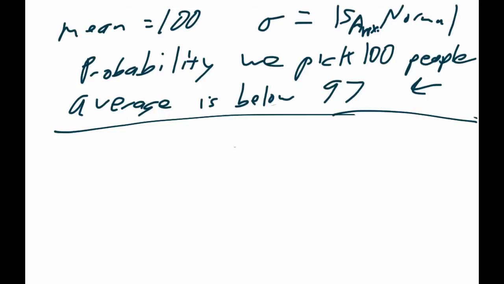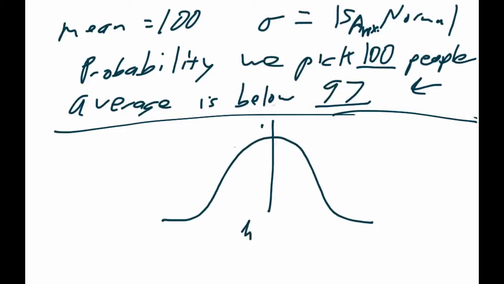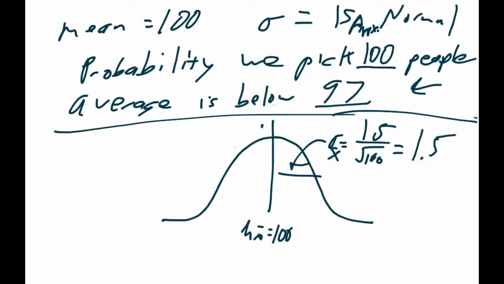So I'm going to use the same scenario where we picked 100 people, and we want to get the average to be below 97. And so here's my normal curve again. The mean of x bar is still 100, because it's always 100. And the sigma of x bar is 15 divided by the square root of 100, which is 1.5. So 97 is right here. So x bar equals 97 down here. And so I'm going to shade in this part.